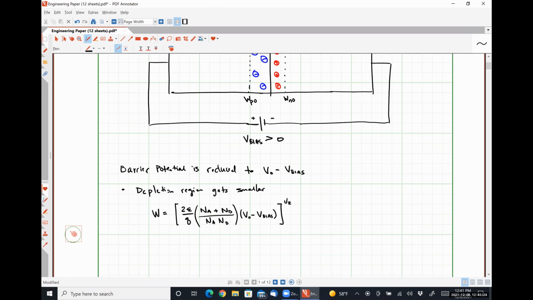Obviously, since the overall width of the depletion region has changed, the amount that the depletion region extends into the N side of the material and into the P side of the material also changes, right? The ratio isn't going to change at all, but the actual length into the crystal does. So our relationship where Wn was a portion of W naught and Wp was a portion of W naught still holds, but the overall width of our depletion region has now gotten smaller. All right.